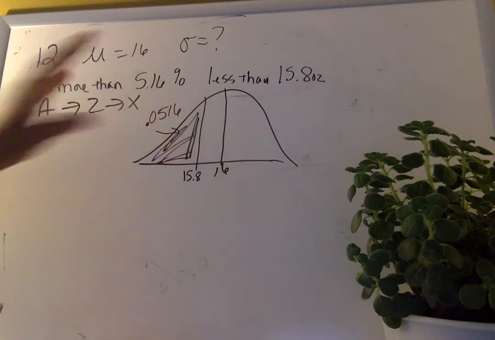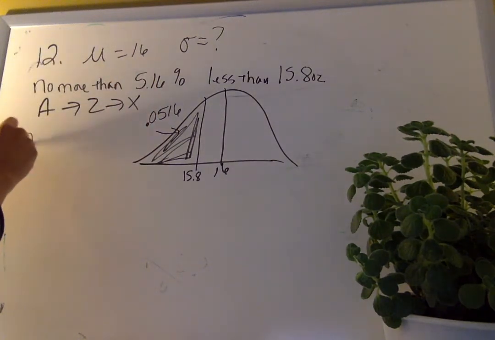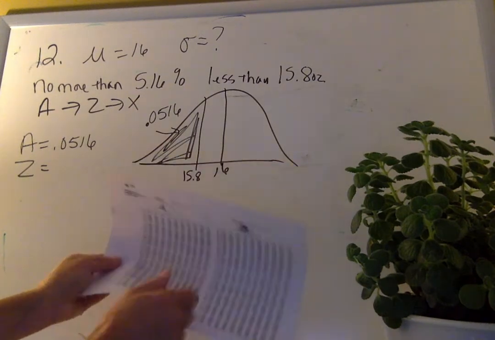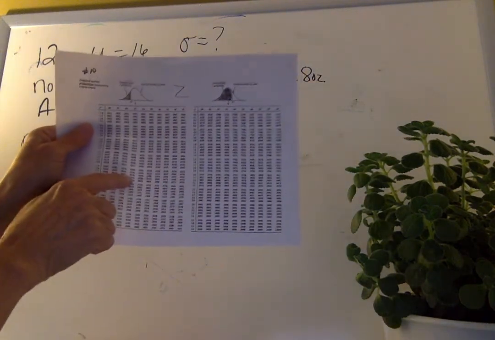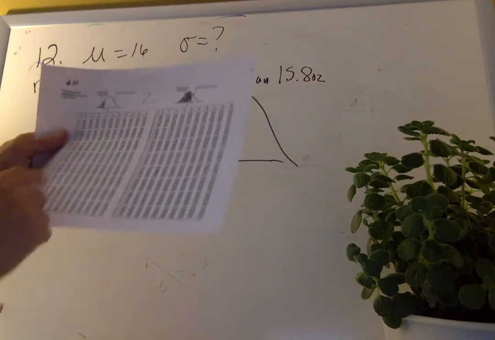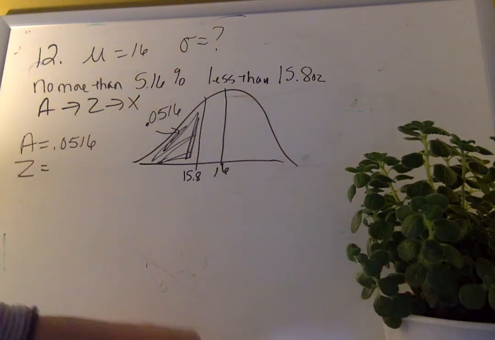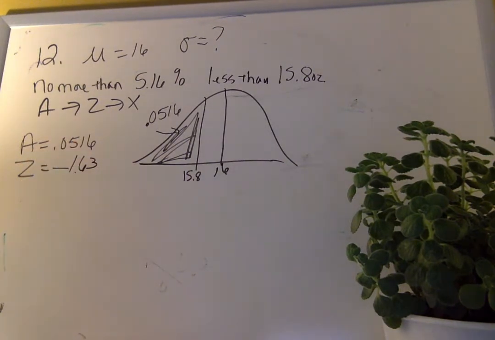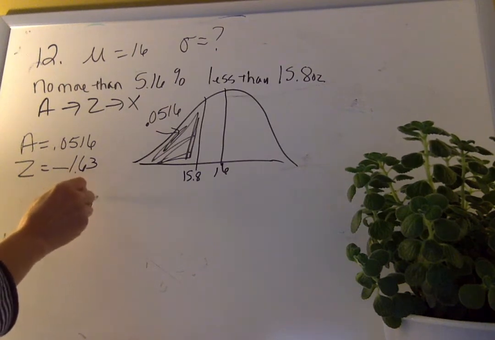Okay, I like this picture. It's a less than. So yes, my area really is 0.0516. Got to go get the z-score. This one looks like you're probably going to find it directly. 0.0516. Okay. In case you're struggling, it's about right in there. Z-score is negative 1.63. Negative. I knew I had to be negative, right?